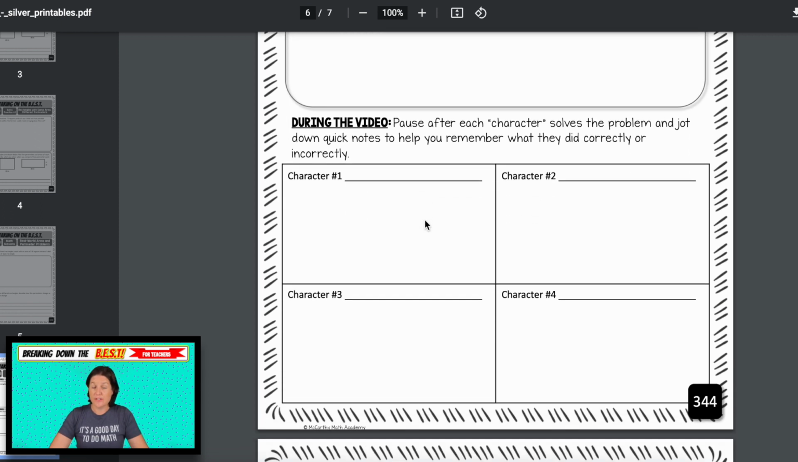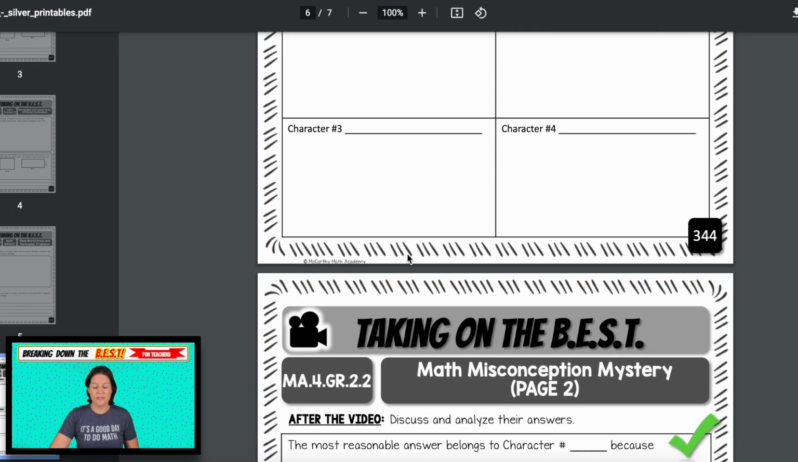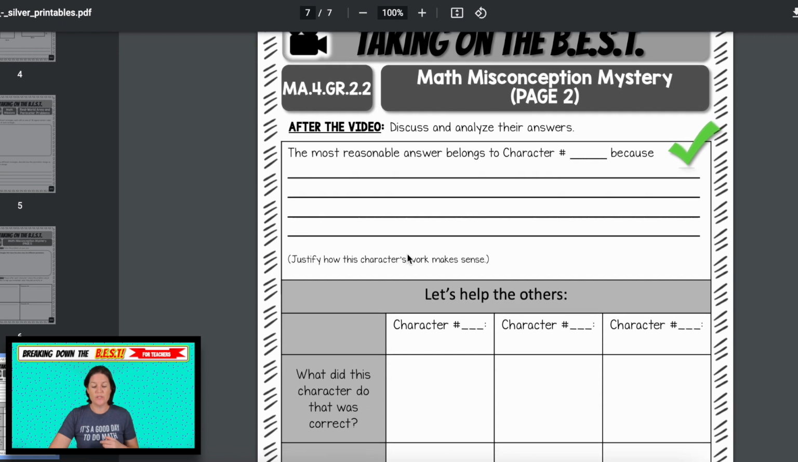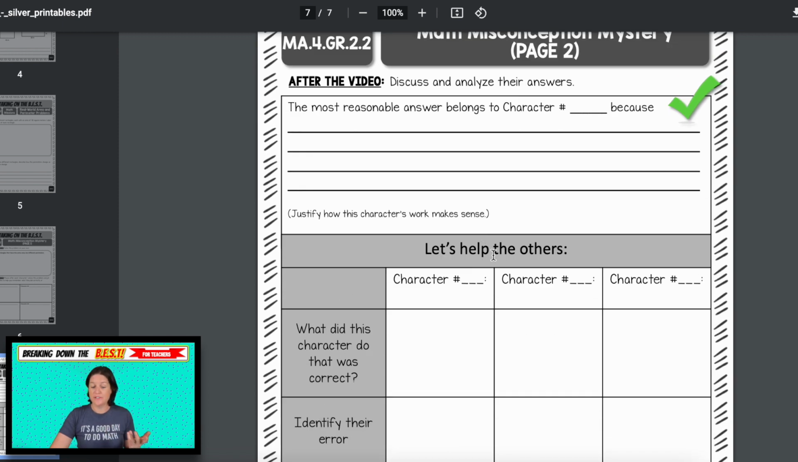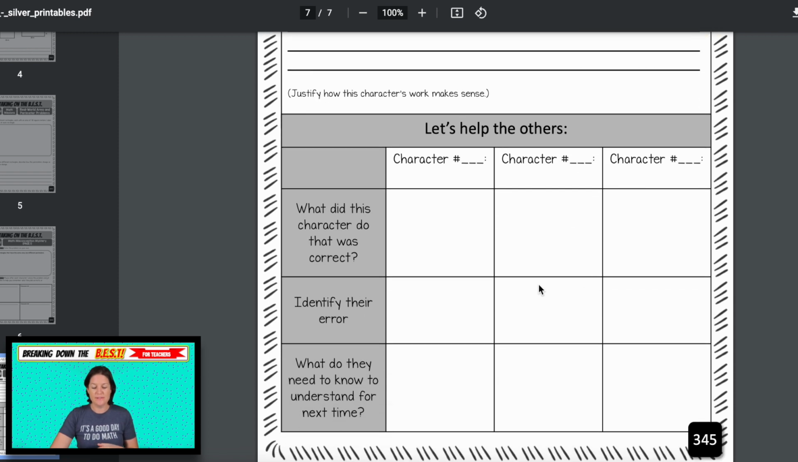After they have done this on their own, they'll watch as 4 characters do the same. 3 of those characters, however, are going to make a mistake that students commonly make, and only one of them is correct. So students will be able to watch it, decide, and justify who has the correct answer, the most reasonable answer. And then in their detective report, they'll write that up. Who has the most reasonable answer? And let's help out and evaluate the work of the others.